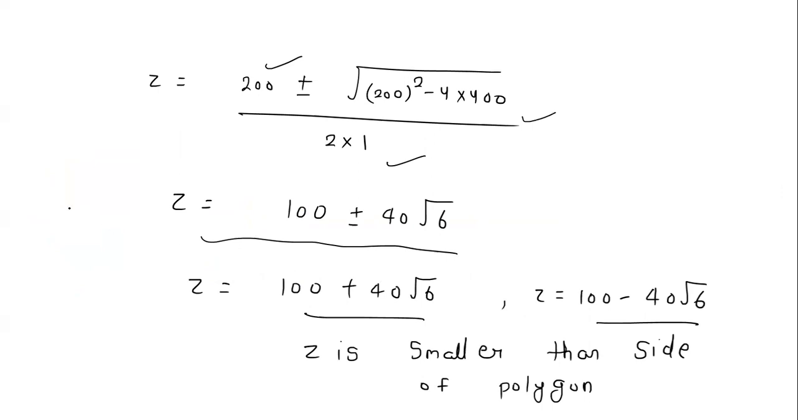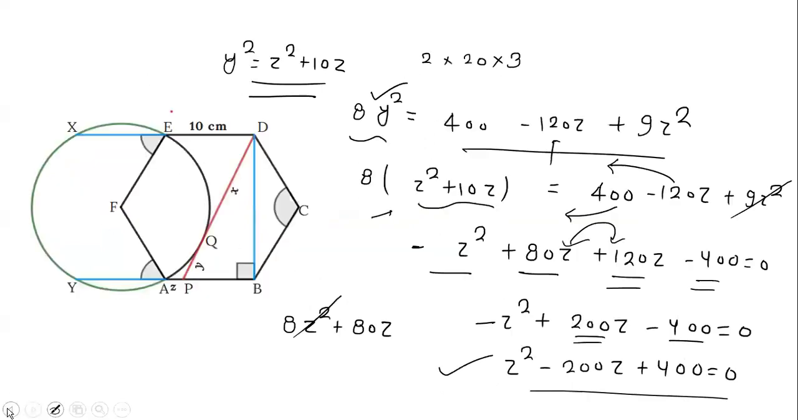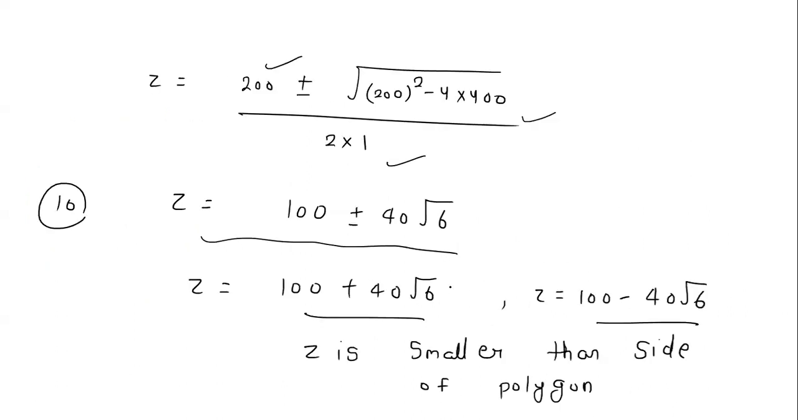So we know the side of the hexagon is 10, and we assume this length to be z, and this whole length AB is equal to z. So z cannot be greater than 10. So this is not possible, so we can ignore this, and we can take simply 100 minus 40 root 6, because z is smaller than the side of the polygon. So we can take z as 100 minus 40 root 6.